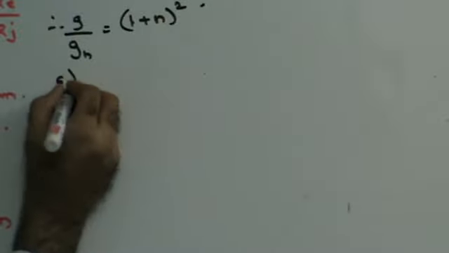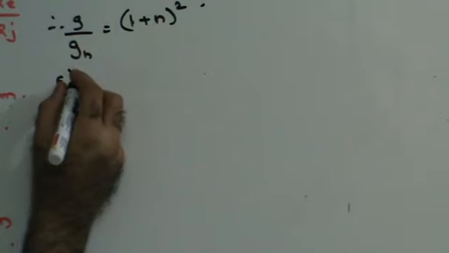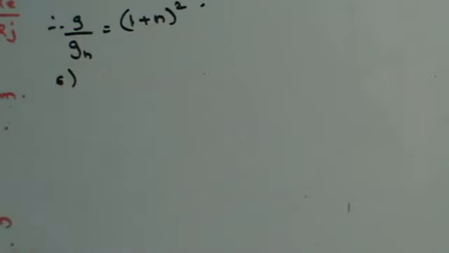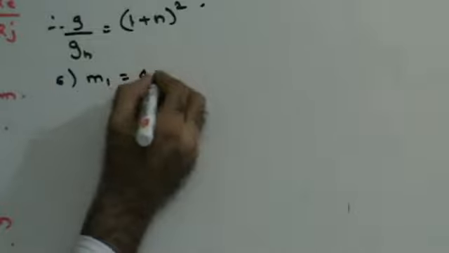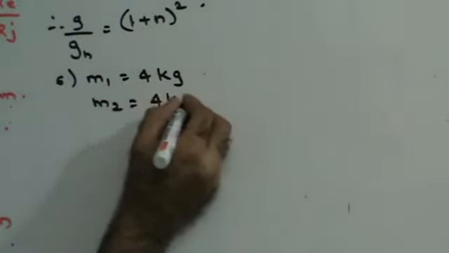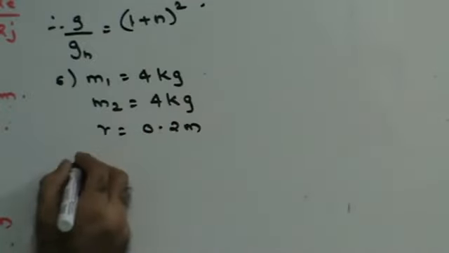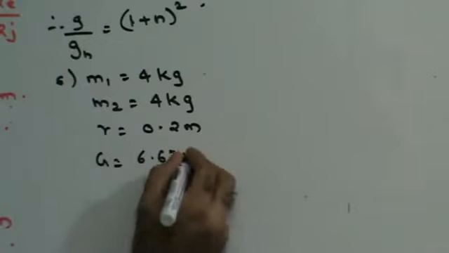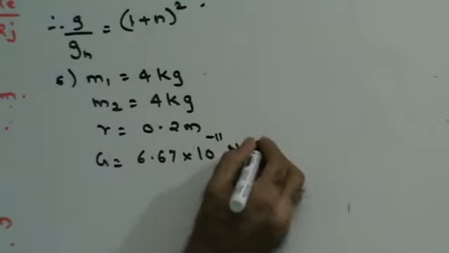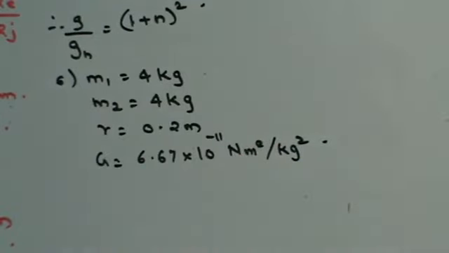Next, let's see the next sum, guys. Calculate the gravitational force between two metal spheres weighing 4 kgs each, and 0.2 meters apart, if G is 6.67 into 10 raised to minus 11 newton meter square per kg square.